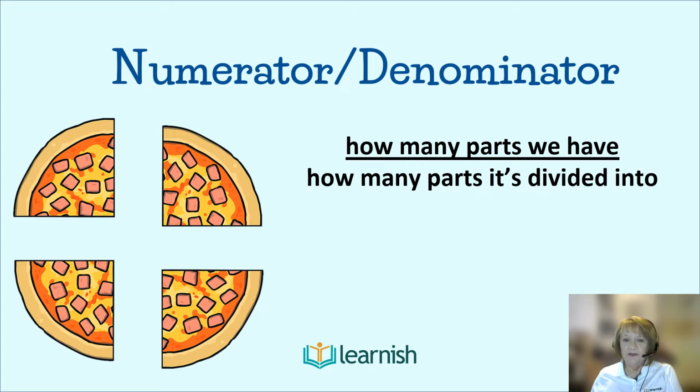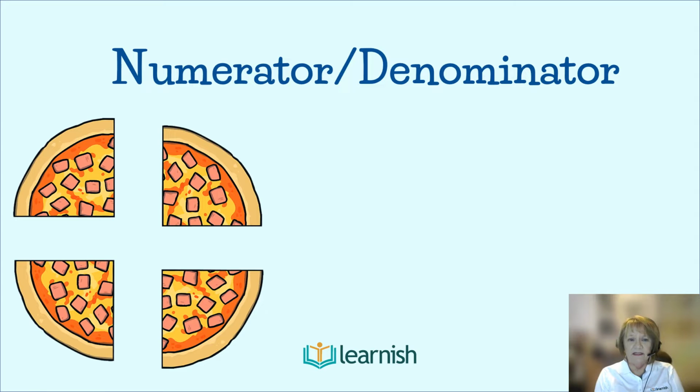A fraction is divided into two different parts, the numerator and the denominator. The numerator represents how many parts we have, and the denominator is how many parts it's divided into. For example, this pizza is divided into 4 equal parts. 1, 2, 3, 4. So it's divided into 4 equal parts. That will represent the denominator.